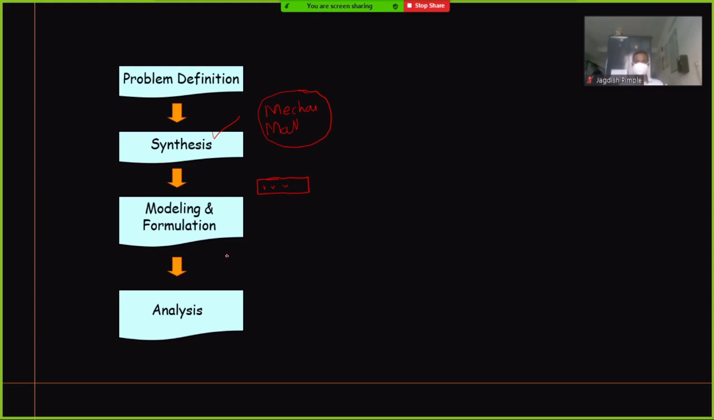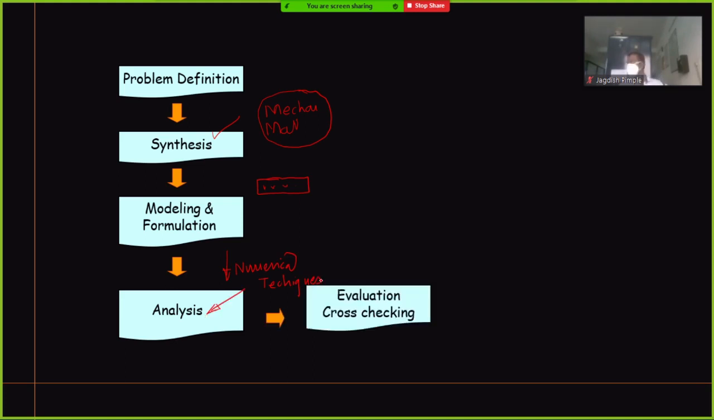After that, there are certain tools, and these tools are nothing but numerical techniques. These numerical techniques are used to solve this. That is the analysis part. Once we have done the analysis, whatever parameters we decided, a maximum weight of 100 kg and a speed of about 10 kilometers per hour, this evaluation and check will help us see whether it verifies these numbers or not.